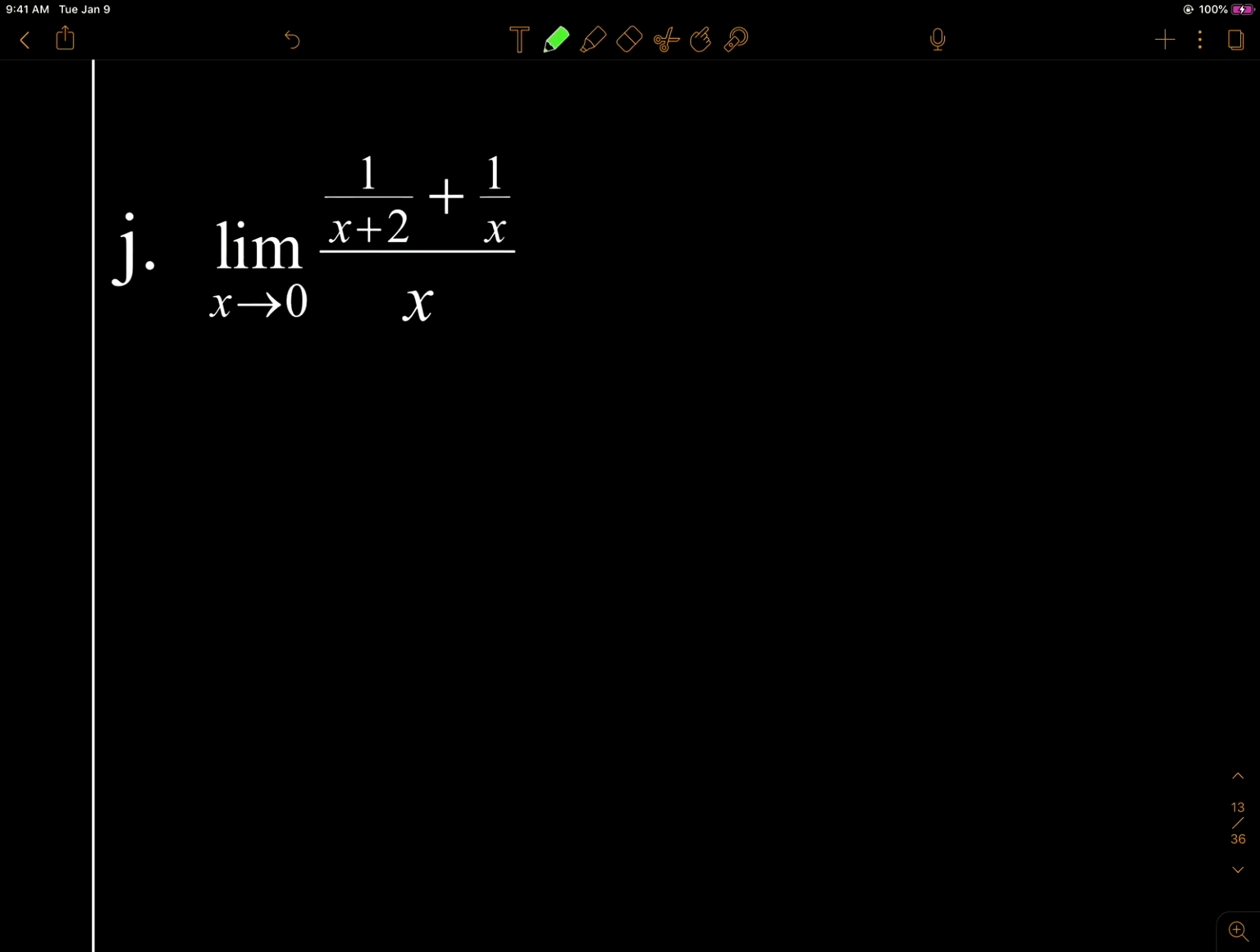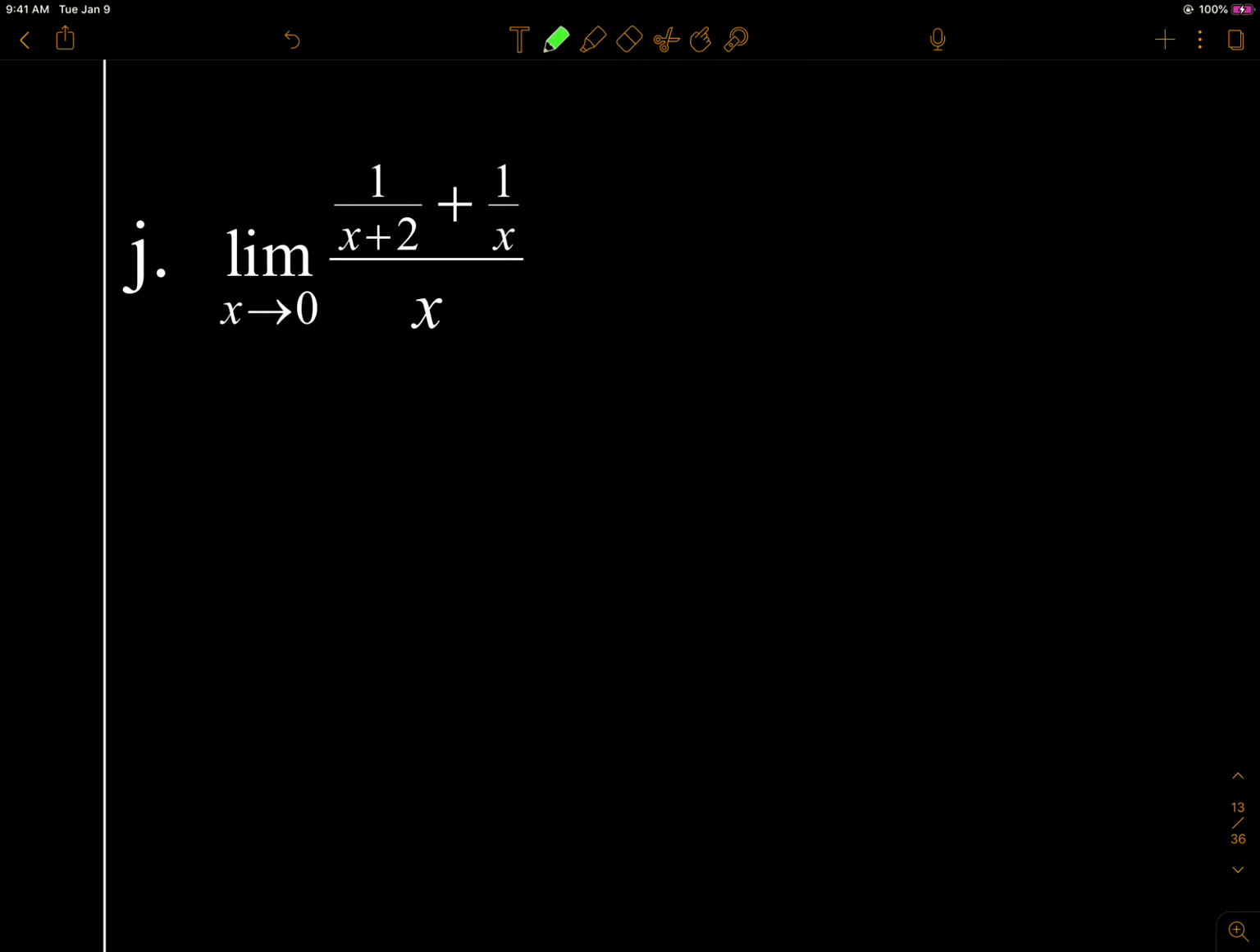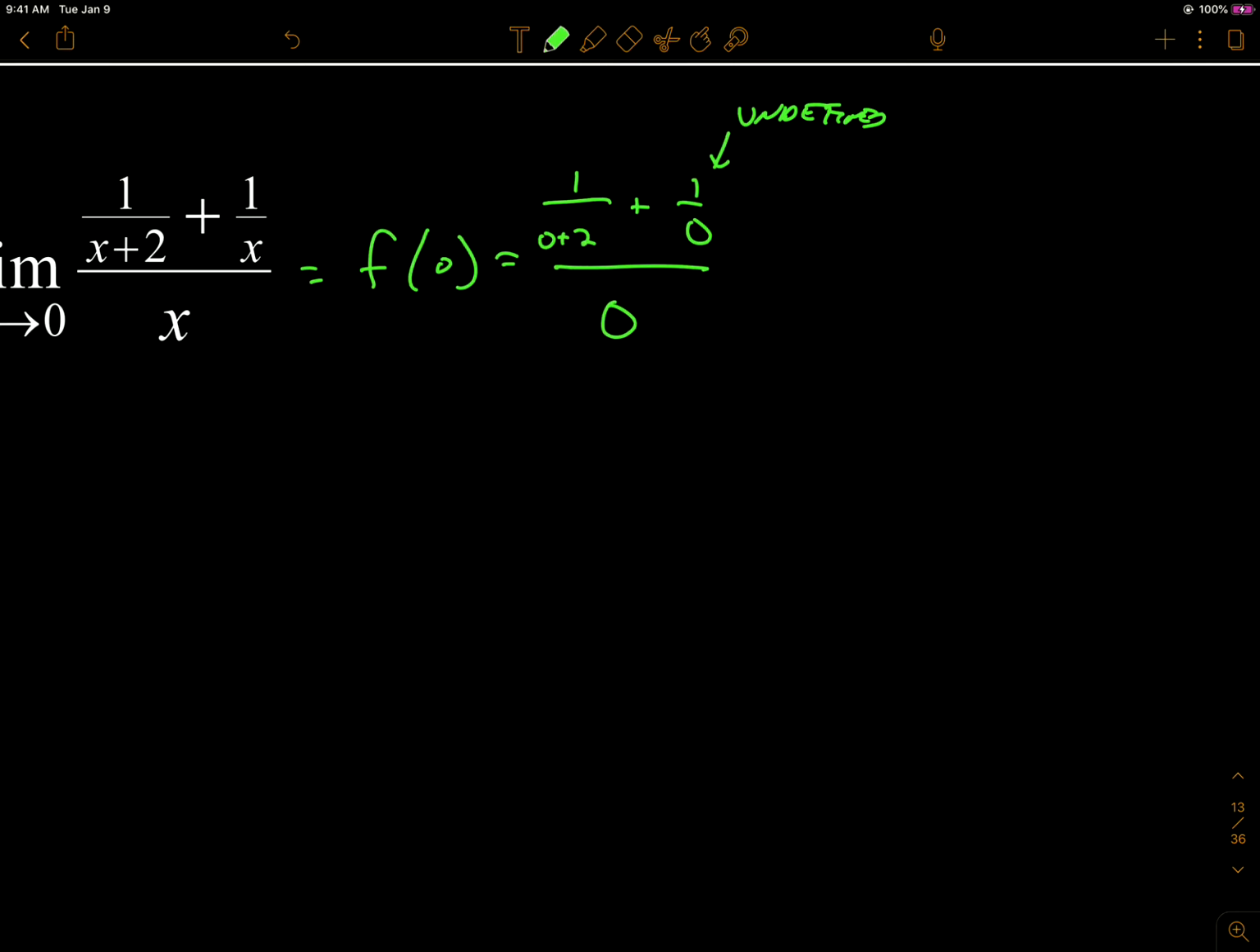All right, here's one we haven't talked about yet. So, excuse me, we're going to try direct substitution straight away, see what happens. I get divided by 0 on bottom. I want to see if I get 0 on top. So if I plug in 0, I have 1 over 0 plus 2, plus 1 over 0. So 1 over 0 actually is interesting here. It's undefined. So this whole thing is undefined, so I'm not getting 0 over 0.